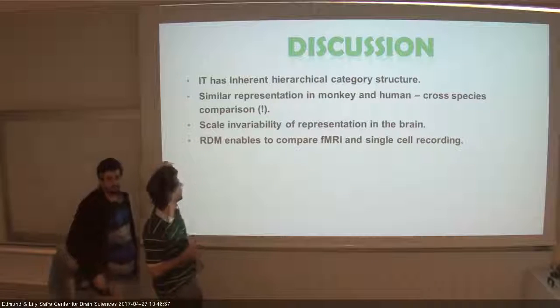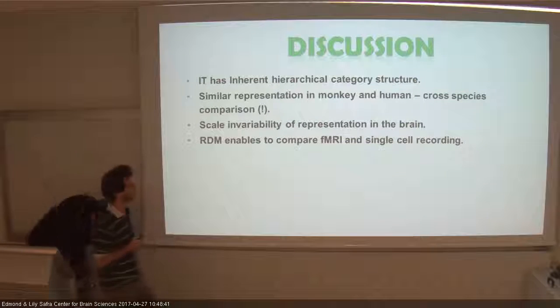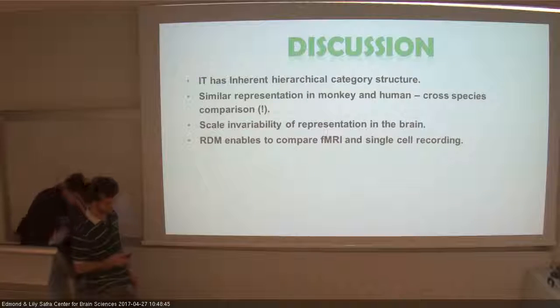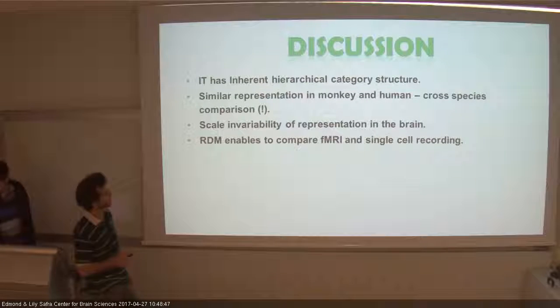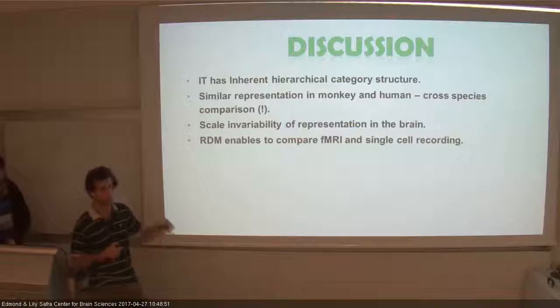So first of all, we've seen that there is an inherent hierarchical category structure in the IT, but this has actually been shown before in the monkeys. In the previous paper, they used even more stimuli, and they actually showed even finer categories.